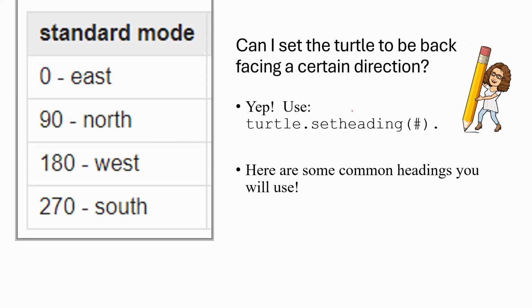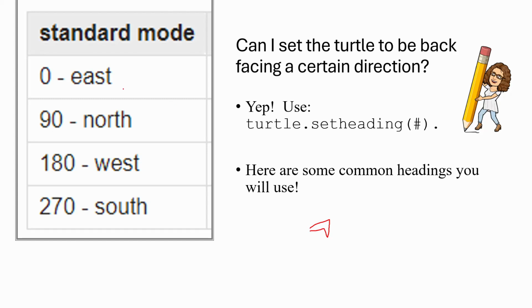And then you can set the turtle to a certain direction. So like, let's say I'm drawing and my turtle is pointing some weird direction, I don't know what direction it's currently pointing. And I need to make it point north. To do that, you can say turtle.setHeading. And then in the parentheses, you put a number.